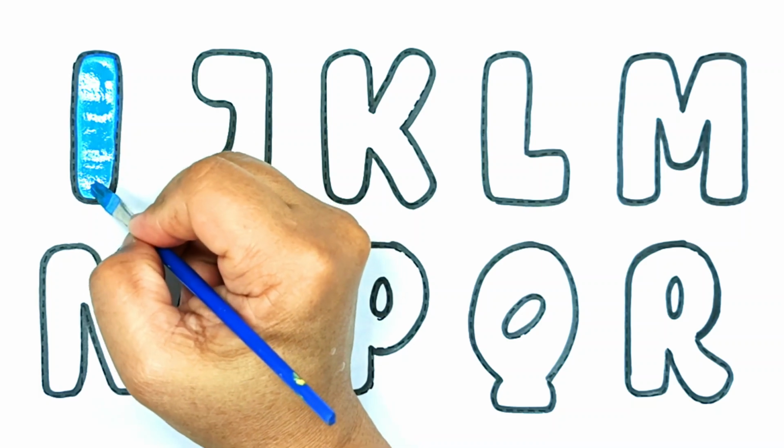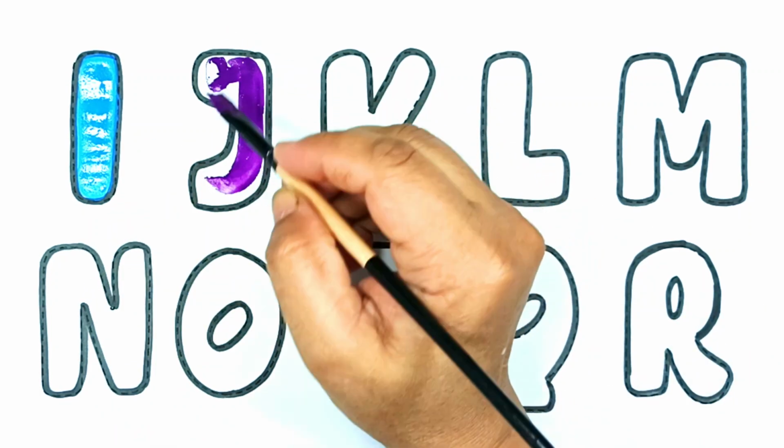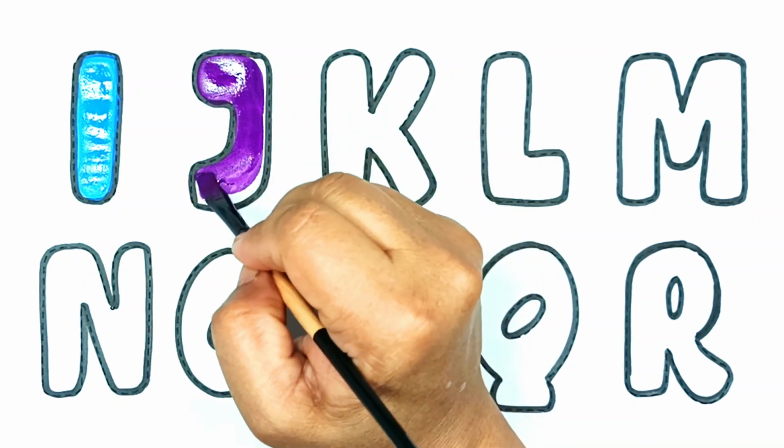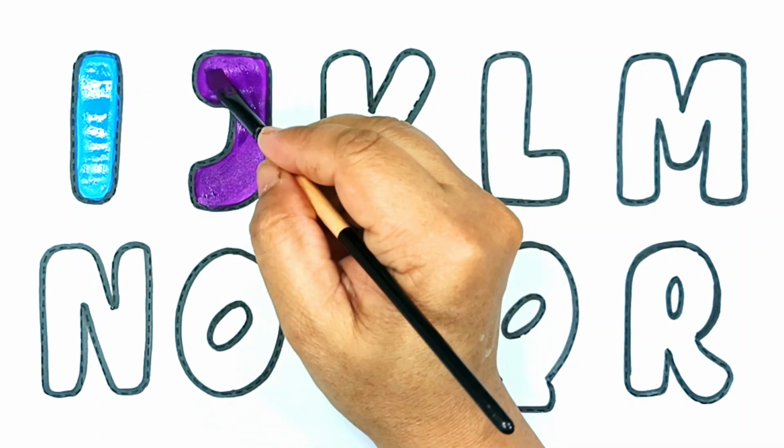I is for island, surrounded by sea. J for jam, J for juice. J is for jam, you eat with your tea.